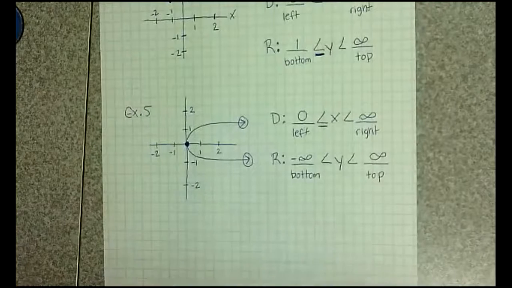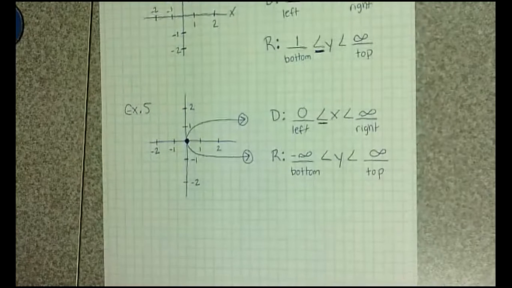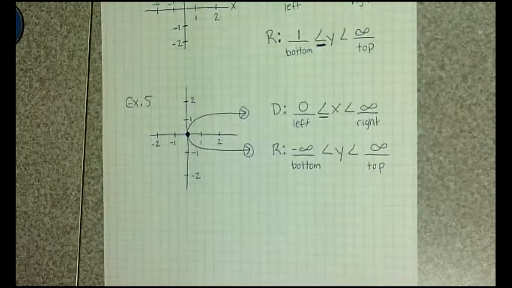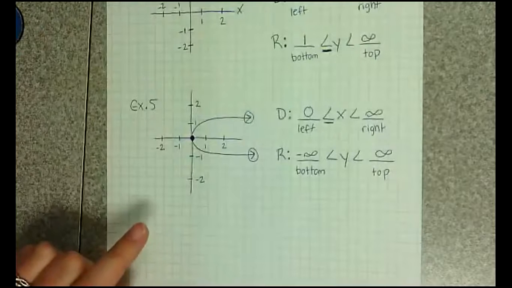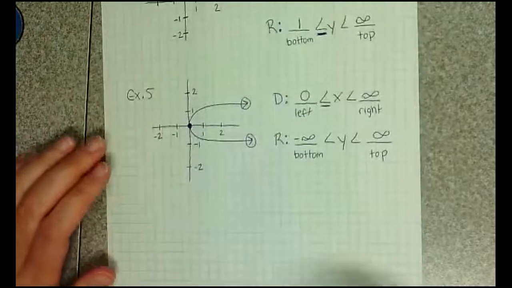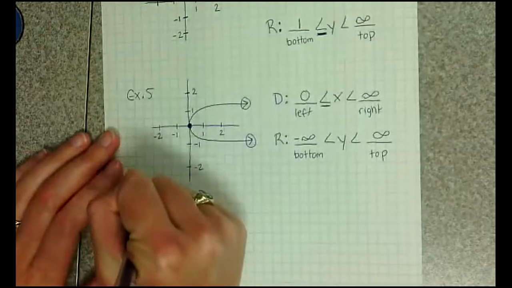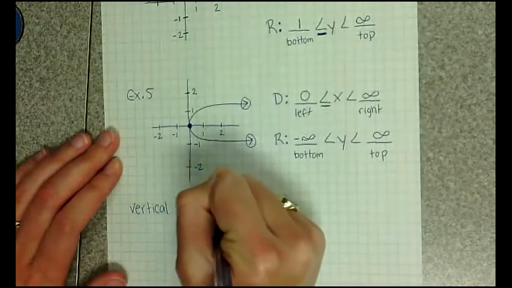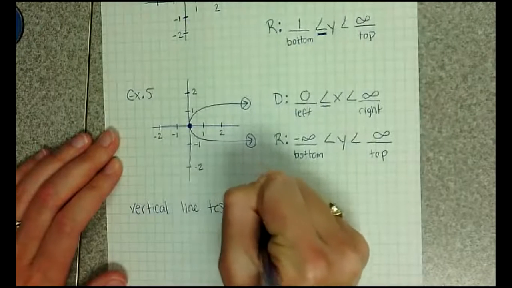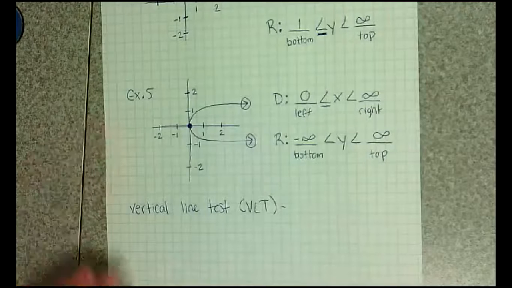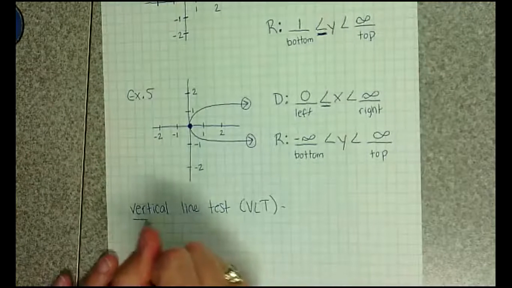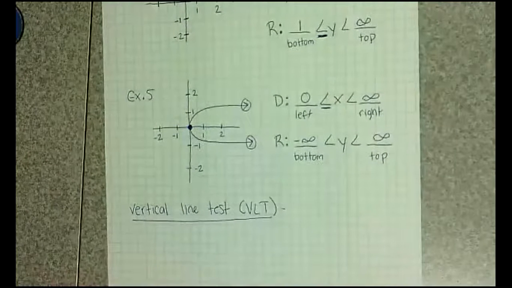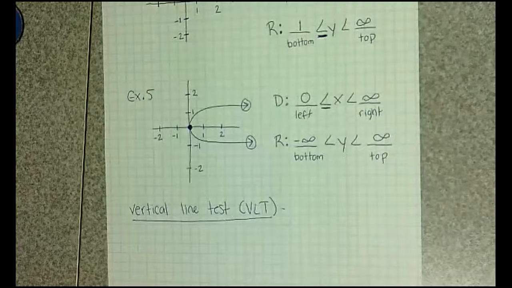Okay. All right, so the last thing that we are going to talk about is how to tell if these graphs are a function. And here's our last vocab word. So the vertical line test, or VLT. Okay, this is going to be our last definition.